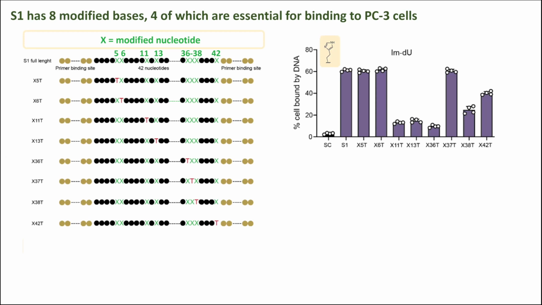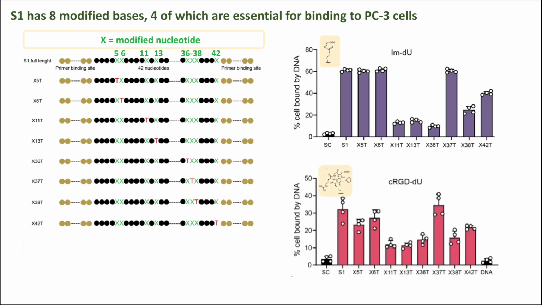And so we can see that at positions 5, 6, and 37, you can have a T and you still have full binding. If you do anything else, you see there is an impact on binding to a different extent. That's for the imidazole modified version. There's a similar pattern for the RGB modified version. And if you do just the DNA, it's not binding at all.